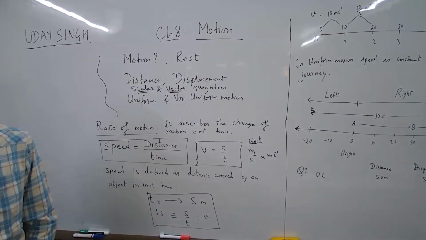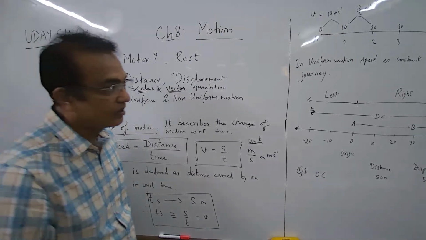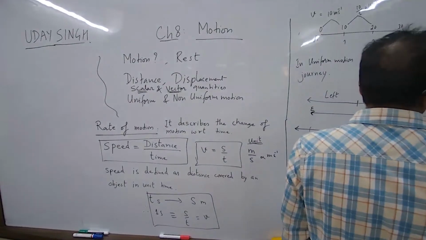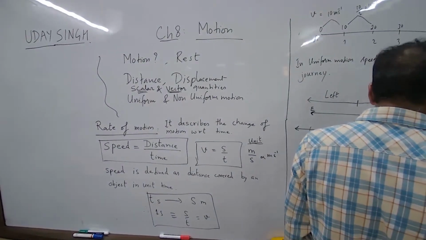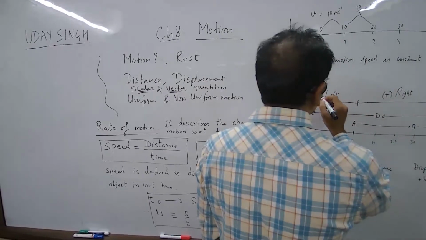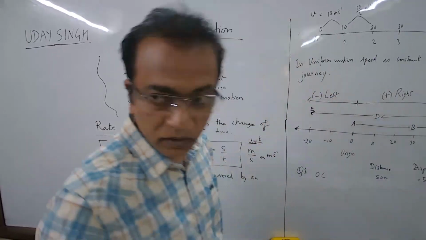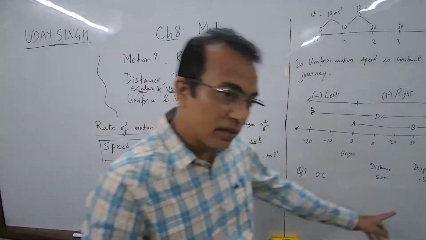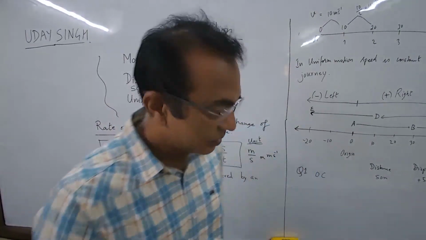The direction. So 50 meters, either you say towards right or east, if you have defined the direction, or you put a plus sign. Right is always plus sign, left is minus sign. So the displacement value should also have direction.